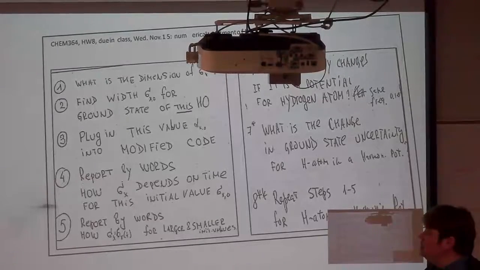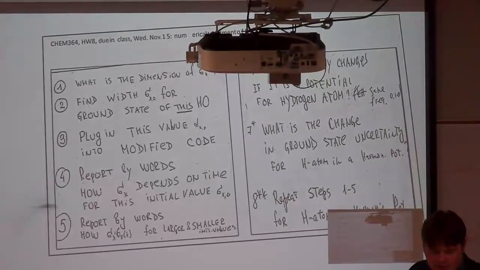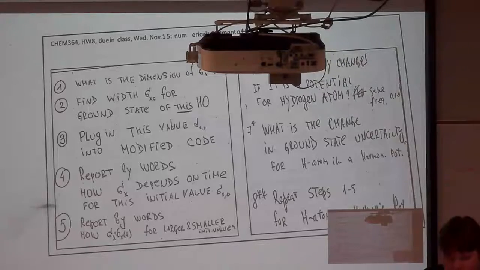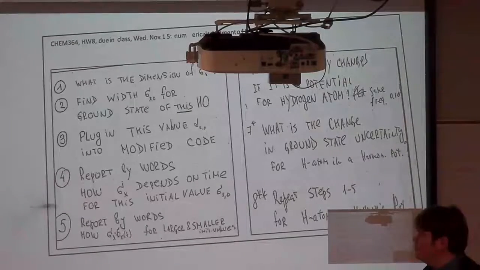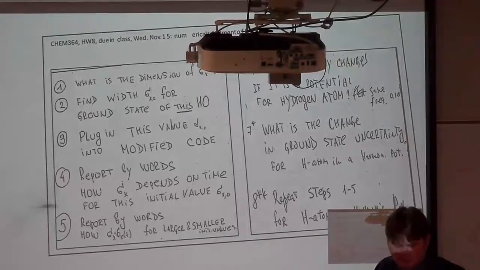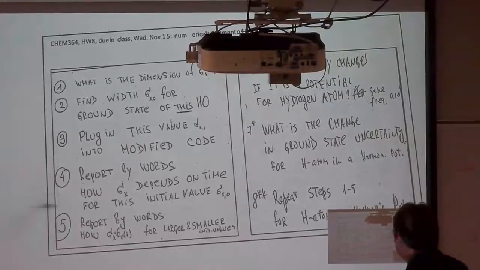So the thing to do is to recall. I know it is the thing that you hate most. To recall, to remember the expression for the ground state wave function. Find width for the ground state of this harmonic oscillator. So I'll start doing it because it will be much easier to get over when it is more practical.